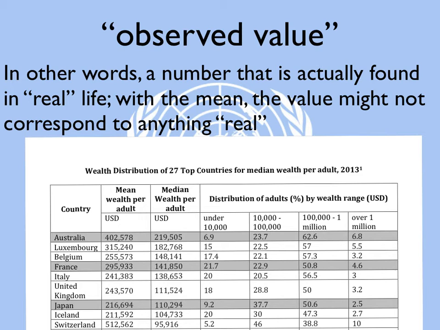The other reason why I like the median better than the mean is because of the observed value. Observed value means that a number is actually found in real life. And yes, I did put real because how real is a number? That's a big question. So let's say that in Australia, someone is actually making that amount of money. On the other hand, with the mean or average, the value might not correspond to anything real.